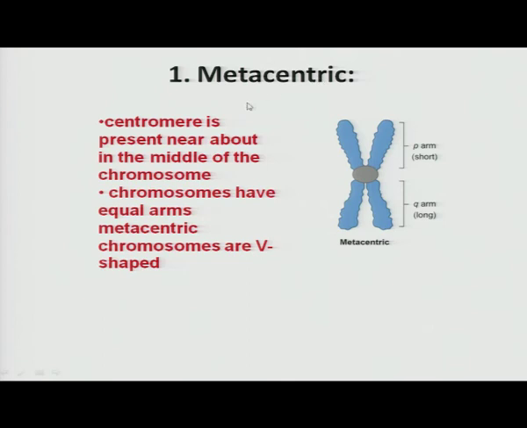Metacentric is that chromosome in which centromere is present near about in the middle of the chromosome. You can see in the slide, this is the position of centromere which is exactly at the middle of the arms of the chromosome, and both the arms are equal in size. That is why they give V-shaped chromosomes. So, we can recognize the metacentric chromosome as V-shaped.